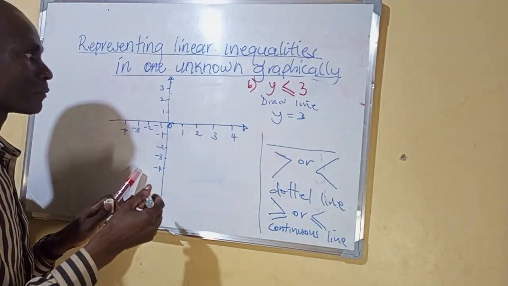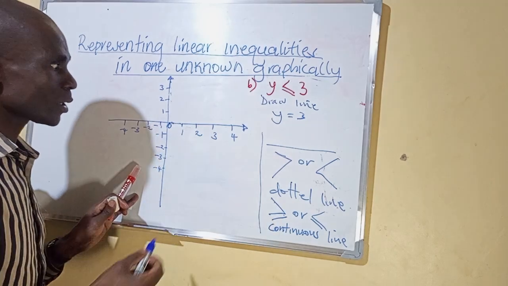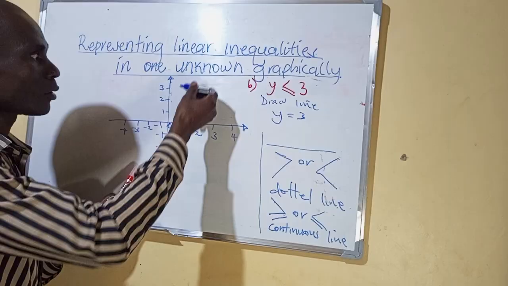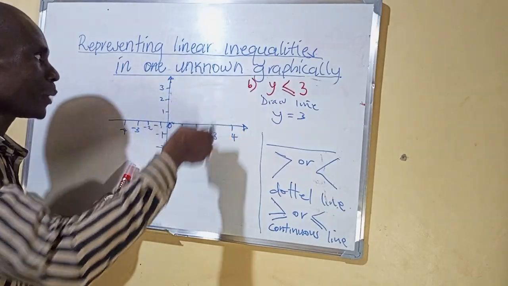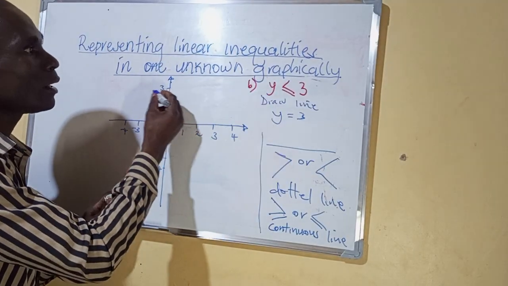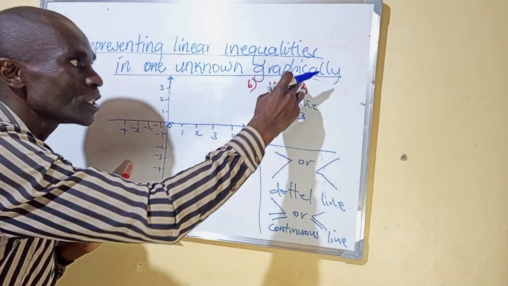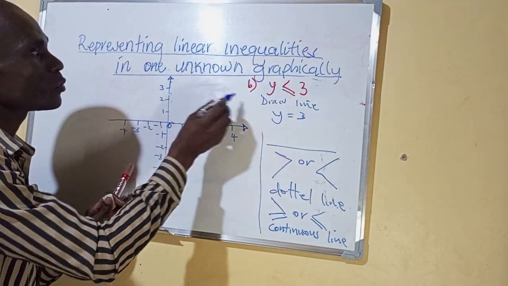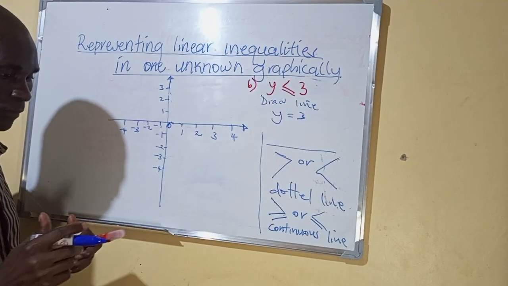y equals 3. So which line is this? Remember when we talked about x equals 1, we did draw a line that is parallel to the y-axis. So this one will be a line where values of y will be retained to be 3 as x values change. So which line is this? That should be a line that will be drawn through 3.